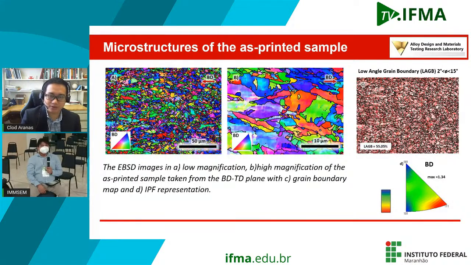You can also see some of the idea about the dislocation density by looking at the low angle grain boundary.